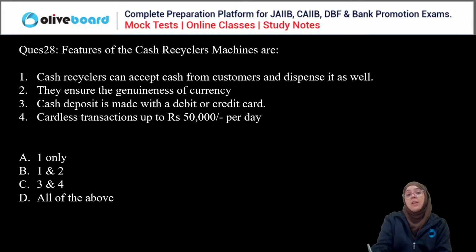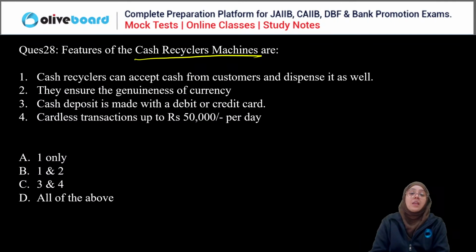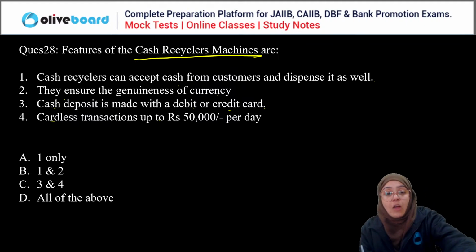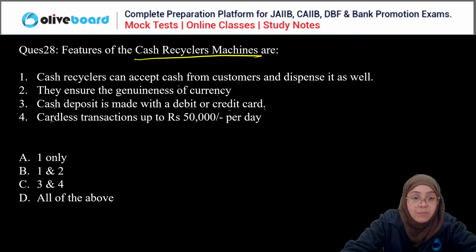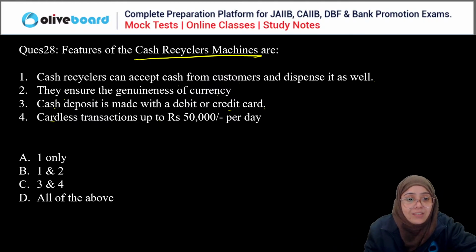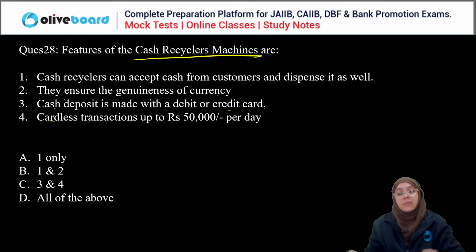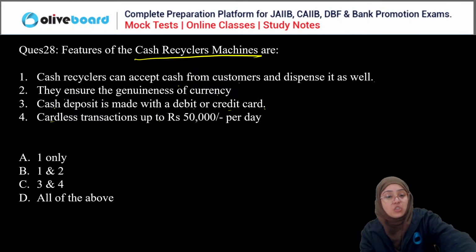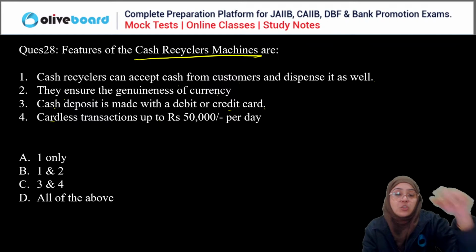Done. Next question. Features of a cash recycler machine. Cash recycler machine can accept cash from the customer and dispense it as well. They ensure the genuineness of the currency. Cash deposit is made via debit or a credit card. Cardless transaction up to rupees 50,000 per day. Everyone, please answer this question. Very easy. We have to choose the correct statement regarding the cash recycler machines.